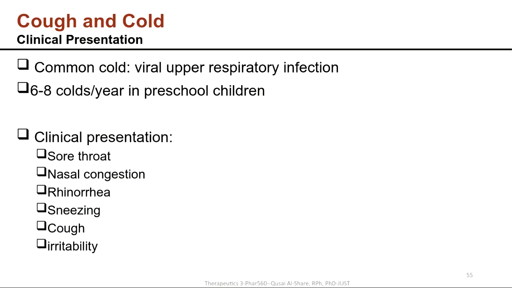Normally, on average, studies found that a child, especially a preschool child, preschool being 3, 4, 5 years, gets about 6 to 8 colds per year, especially in the winter time. So that's the average. They normally present with a sore throat, nasal congestion, rhinorrhea, sneezing, cough, irritability. So if you come with these symptoms nowadays, people will run away from you. They will get confused about coronavirus.